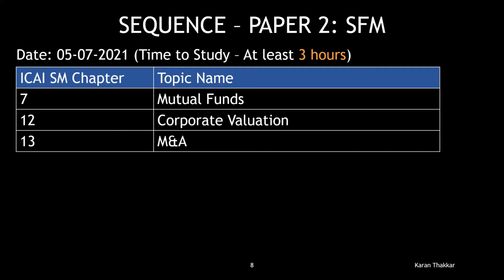In that 1 hour of relaxed time, keep FR books aside in the cupboard and open up the SFM books. I am assuming that SFM will be on 7th July. So on 5th of July, you should target to study at least 3 hours. And in that time, you can complete mutual funds, chapter 12, that is corporate valuations, and chapter 13, which is M&A. If you are not able to complete chapter 13, you can continue it the next day morning.